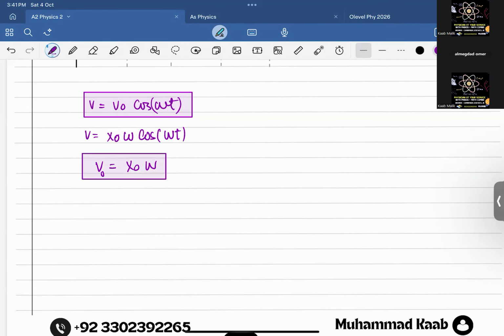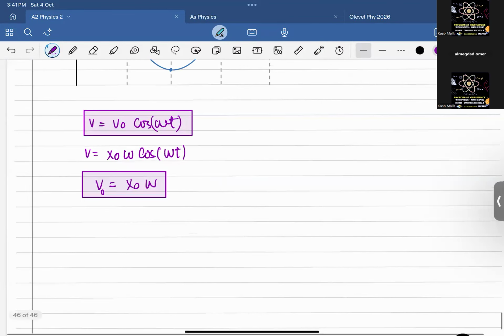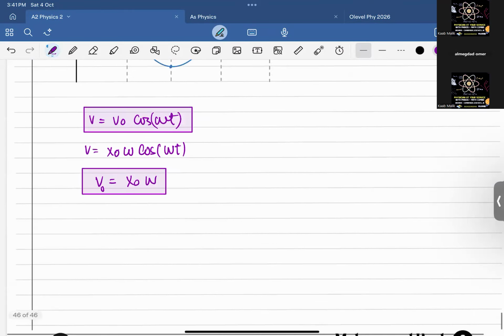Sir, can we take omega as a common factor? No, we can't, because over here omega is inside the angle, and inside the angle things cannot be taken out, right? By the way, this formula is for the maximum velocity. Always keep in mind this formula is very important.